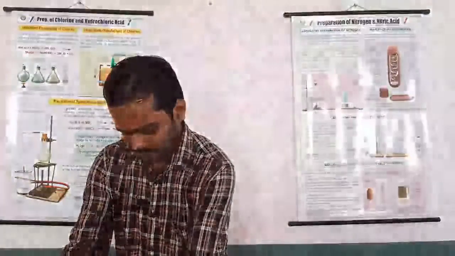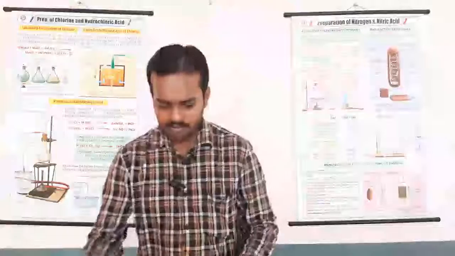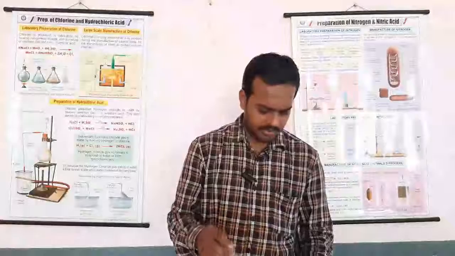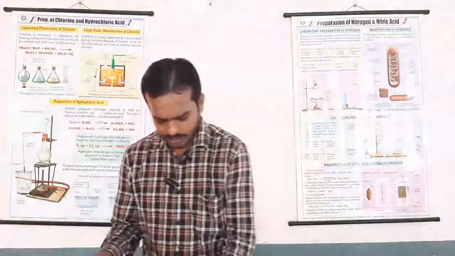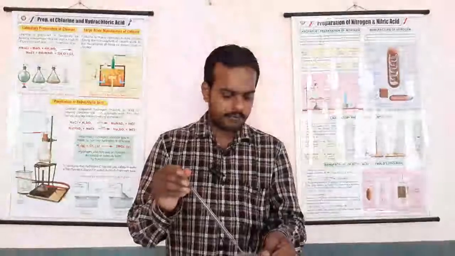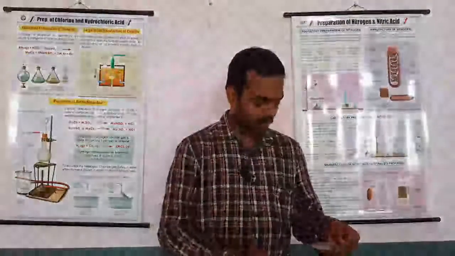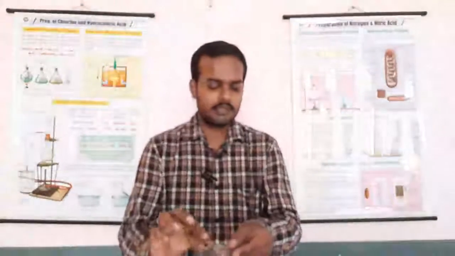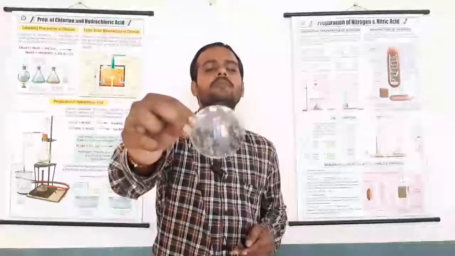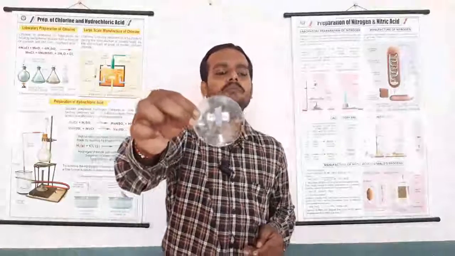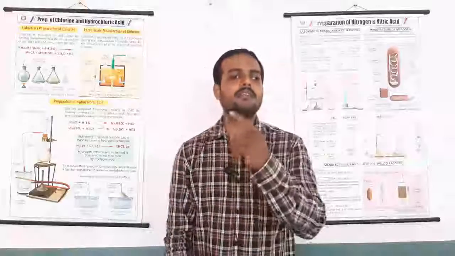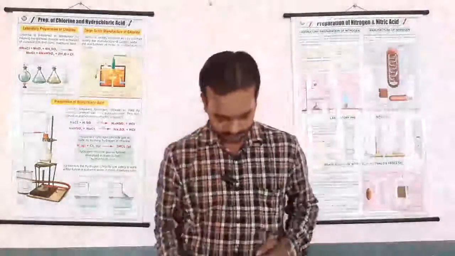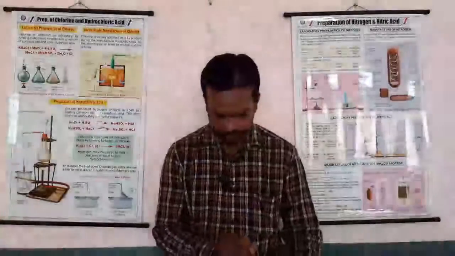So, we have sample B, and we are adding sample B to this used red litmus. See what happens. You can see that the red litmus converts into blue. This shows that sample B is basic in nature, and therefore it converts red litmus into blue.